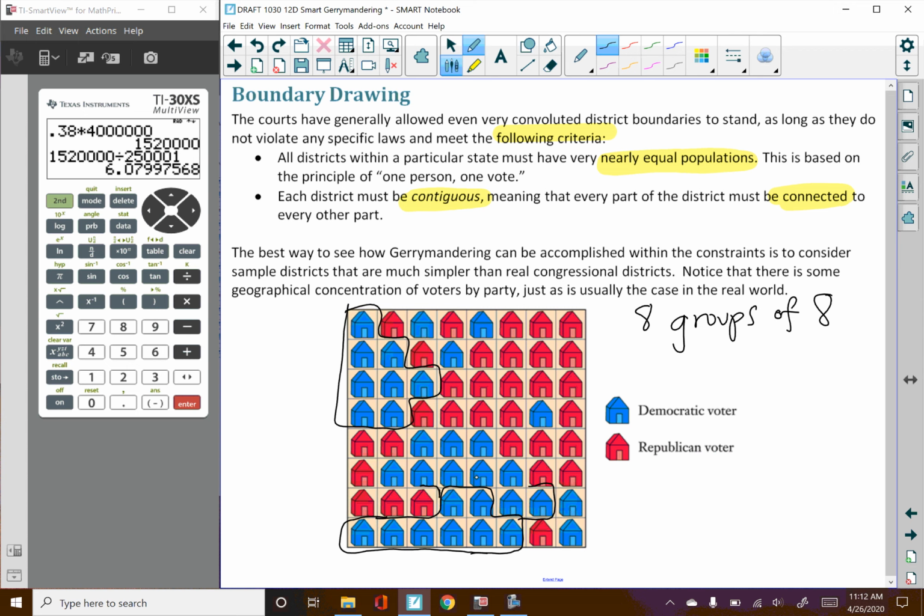1, 2, 3, 4, 5, 6, 7, 8. So you have to keep them connected. I'm trying to avoid cutting anybody off. 1, 2, 3, 4, 5, 6, 7, 8. So I was able to draw it in a way that, and I'm going to highlight it to show you, 1, 2, 3, 4, and then another 4. I'll highlight them.